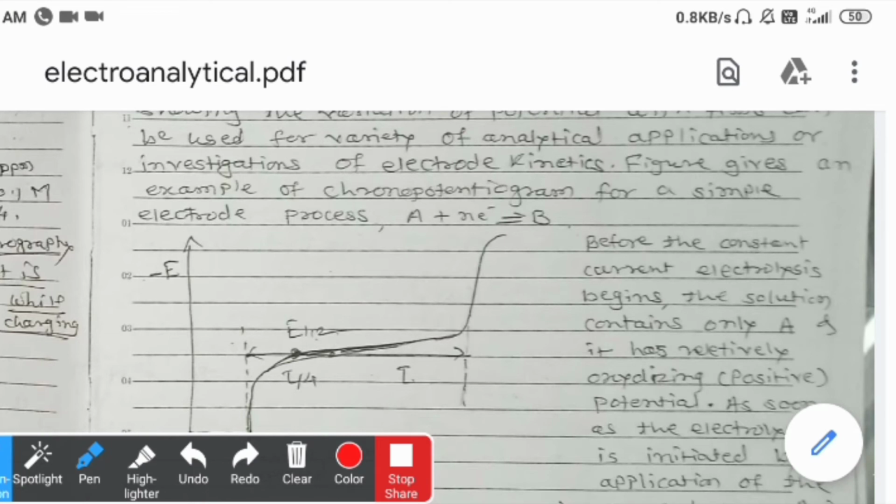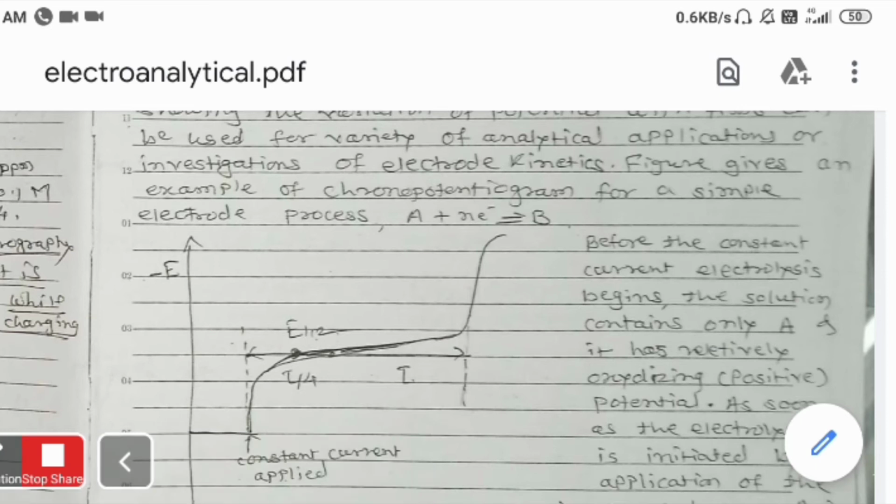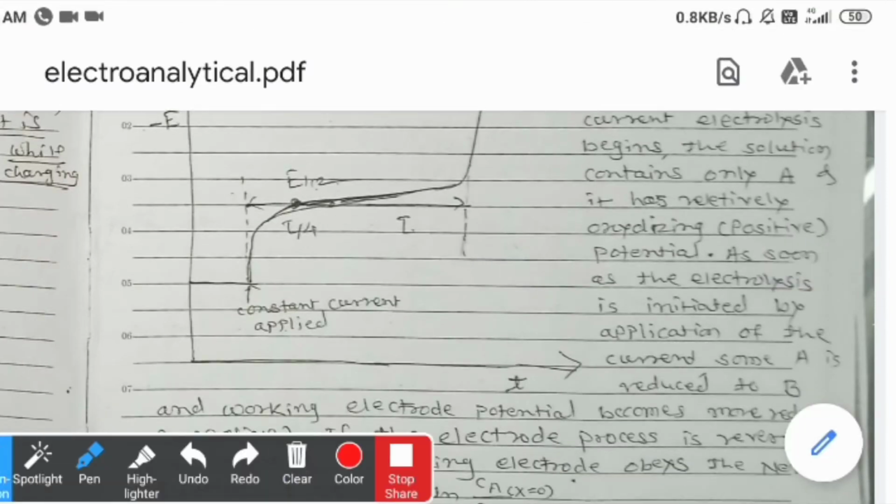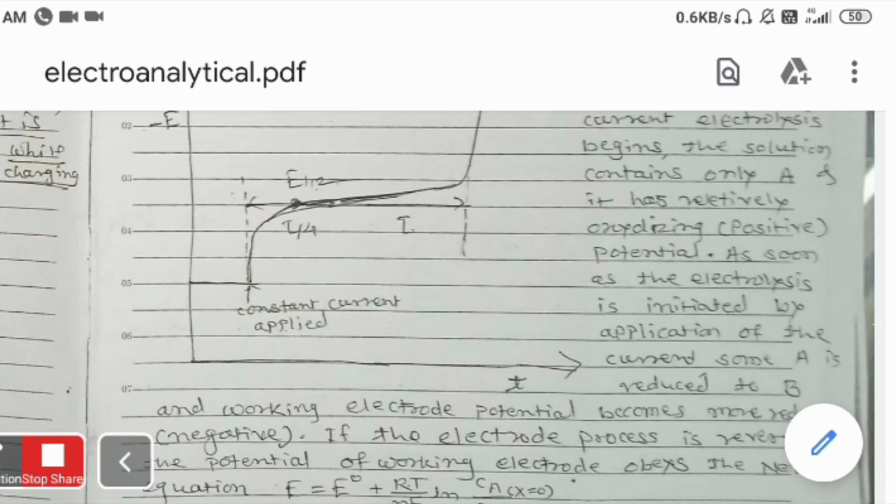The figure below shows the chronopotentiogram for a simple electrode process, where one species gets reduced to another species. Various parameters are given, such as the half wave potential and the lifetime of that particular wave.